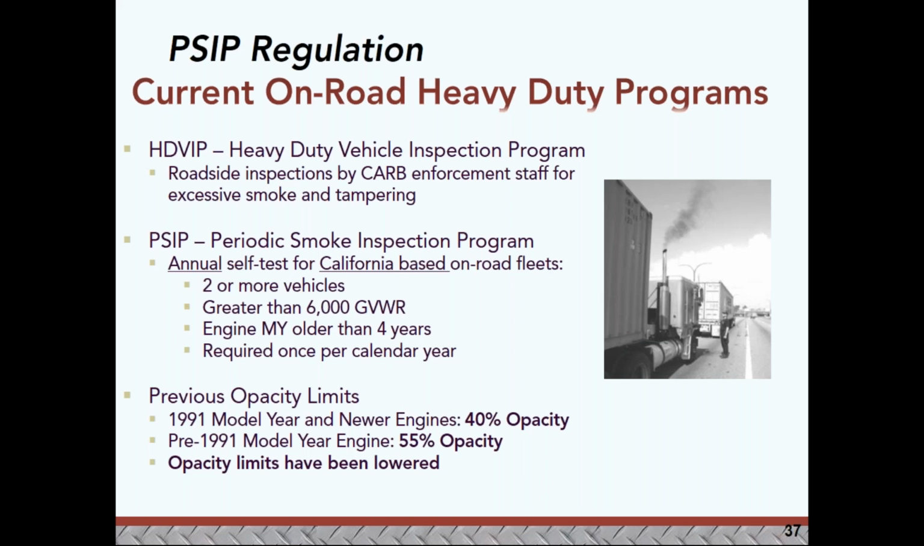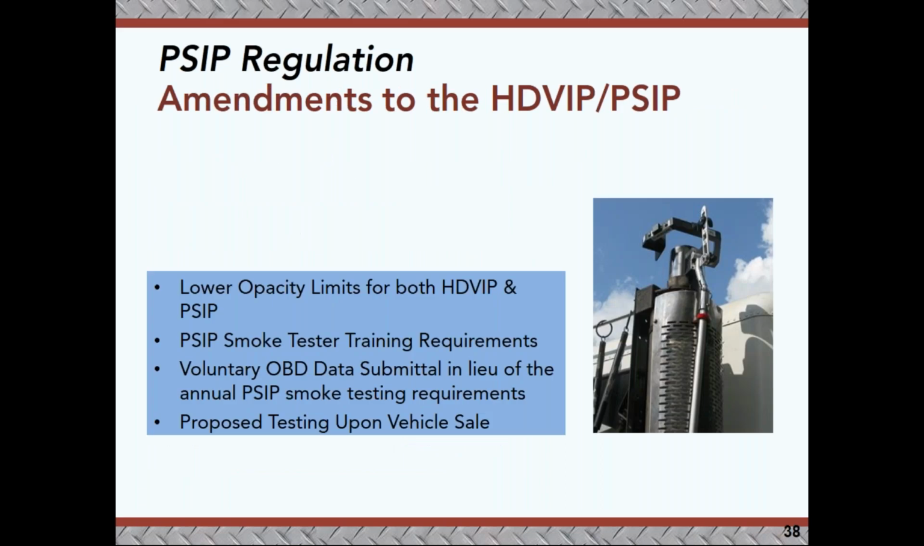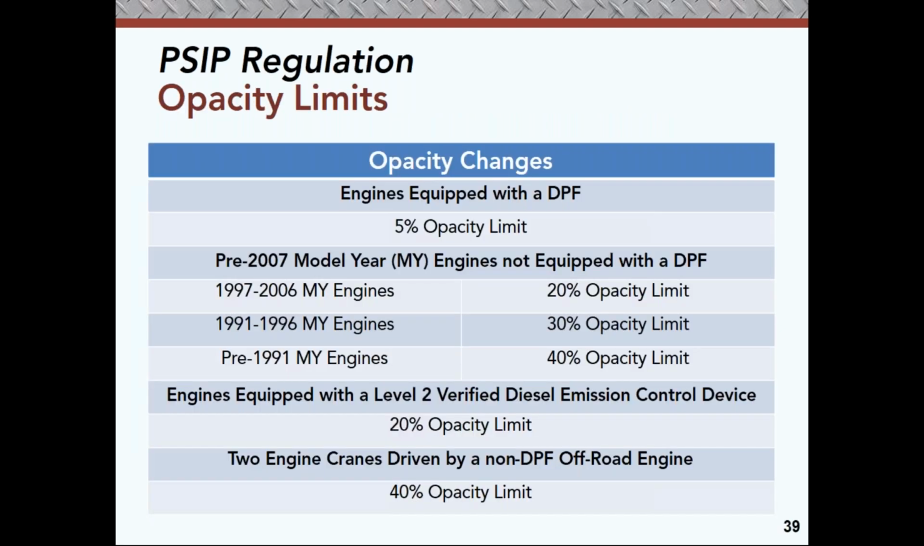Those opacity limits have been lowered because of the advent of filtration systems. So the filtration systems made the opacity limits obsolete. So we needed to lower those, but we also in the process decided that we were going to include additional training requirements for some of the people conducting this test. And we also included a program for a voluntary submission of some data in lieu of doing this test. And there are several proposals that I'll talk about. One of them is doing this test upon the sale of a vehicle. Let's talk about the requirements first.